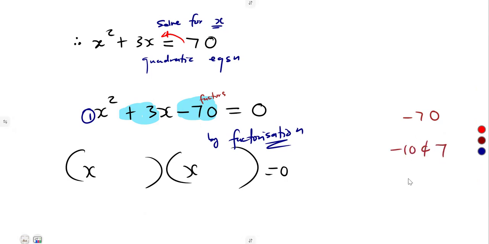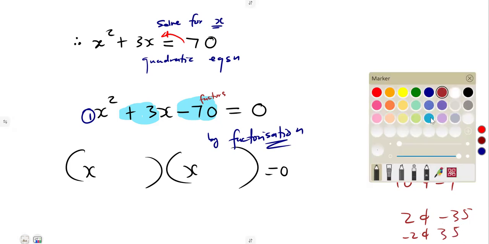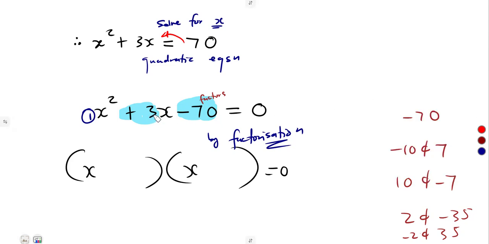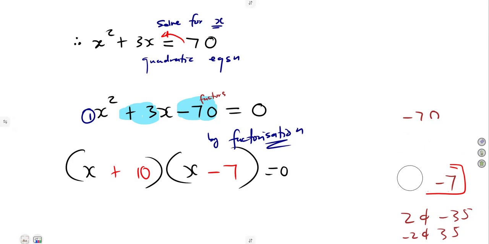Negative 10 and 7. 10 and negative 7. There are so many numbers, 2 and negative 35, negative 35 and 2. Negative 2 and positive 35. There are so many. But of these factors, we just need the one. When you add, you must obtain positive 3x. And this is happening here. If you add these two, 10 plus minus 7 is positive 3x. So this is positive 10 minus 7, just like that.